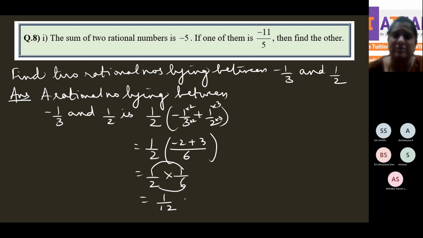It's not the only rational number. There are infinitely many rationals lying between two rationals. Between two rationals, there are infinitely many rationals. This is one of the rationals lying between minus 1 by 3 and 1 by 2.